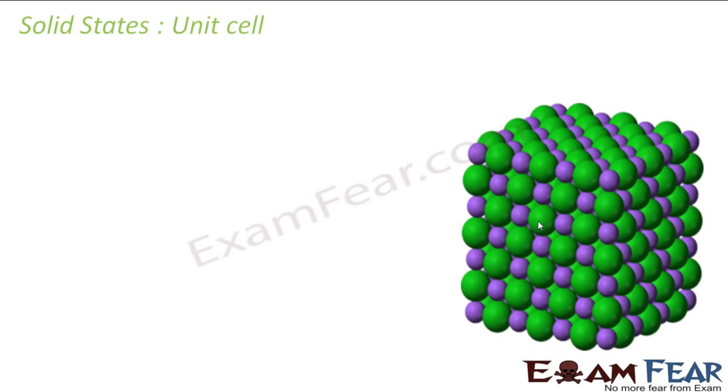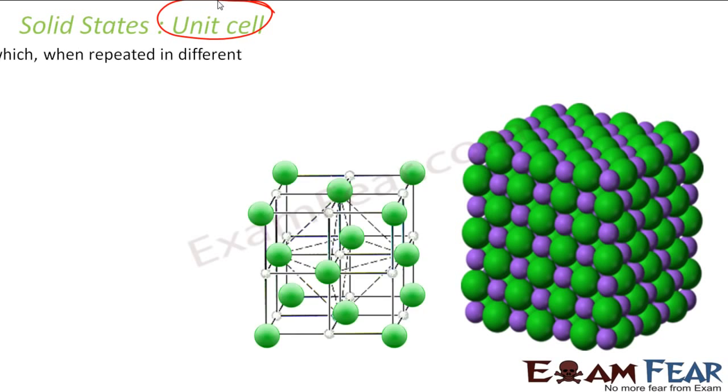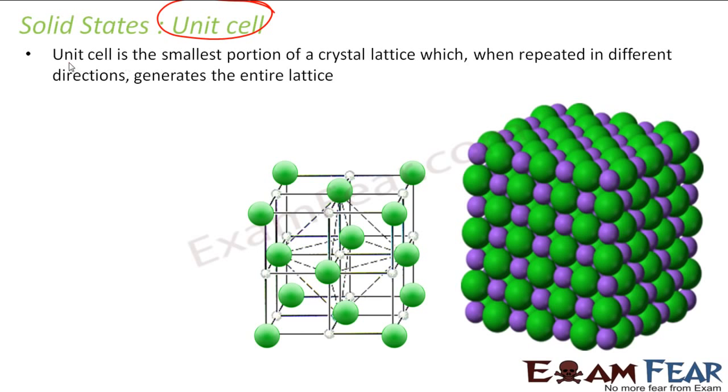Correct? Now let's talk about unit cells. You see a big lattice, right? It is difficult to understand the concept. So this lattice is further divided into unit cells. Unit cells are actually the building blocks. So what are unit cells? A unit cell is the smallest portion of a crystal lattice which, when repeated, generates the entire lattice.